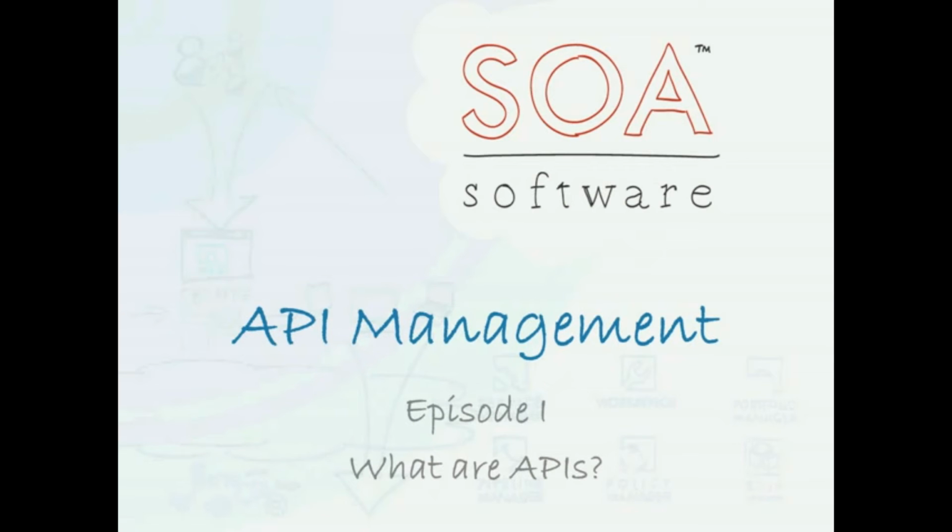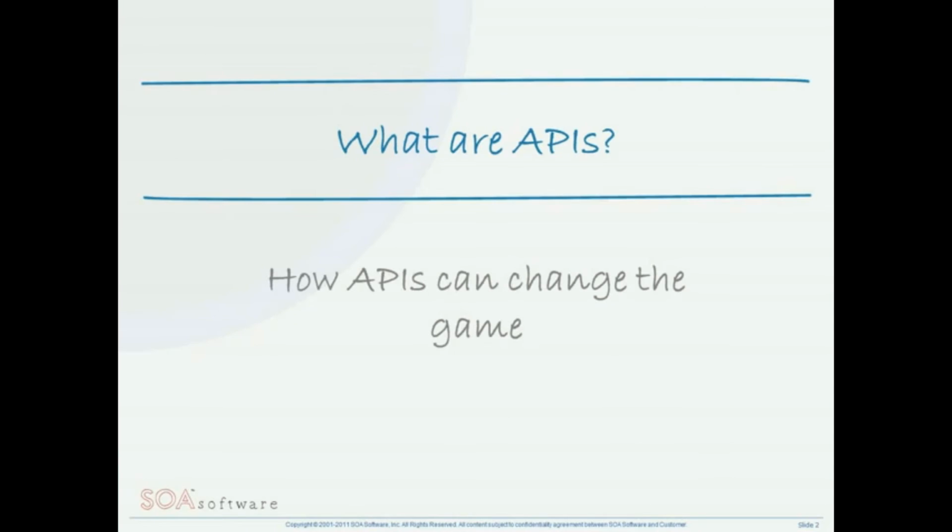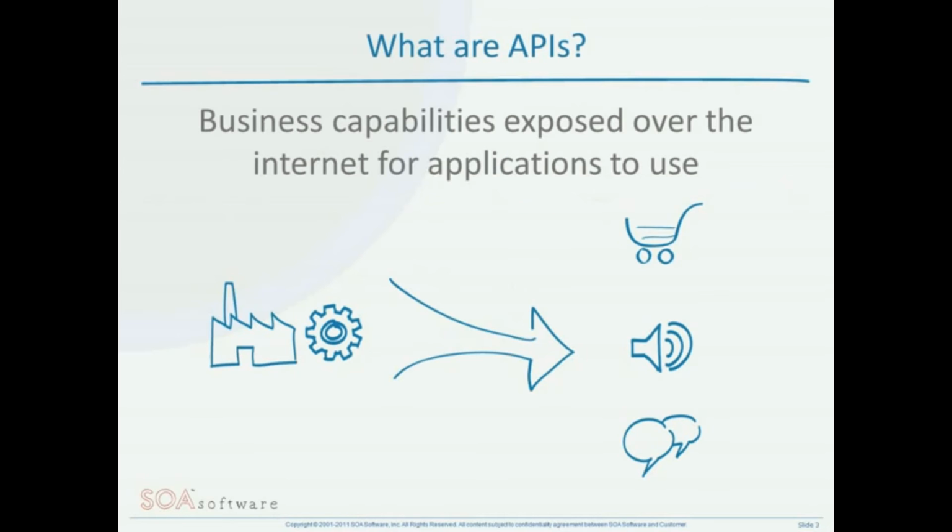Hi, I'm Alistair Farquharson, and I'm going to talk a little bit today about what APIs are and how they can change the game for your company. What are APIs? Well, APIs are business capabilities exposed over the internet for applications to use. Simply put, it's a programming interface that your organization exposes on the internet that allows applications to communicate with your backend systems.